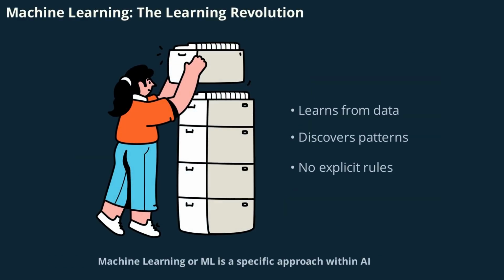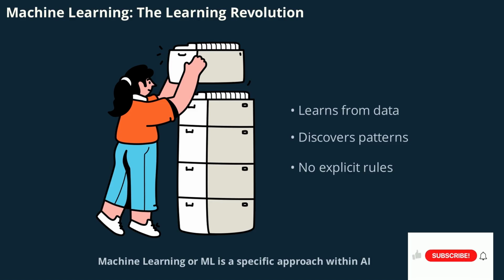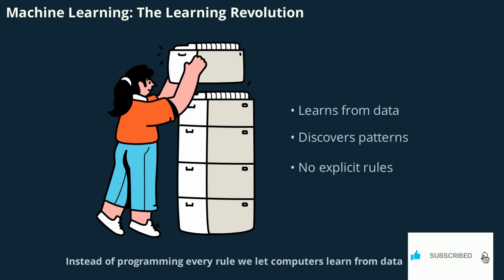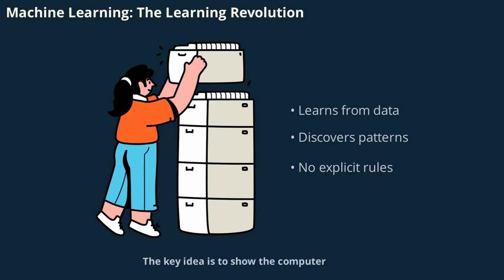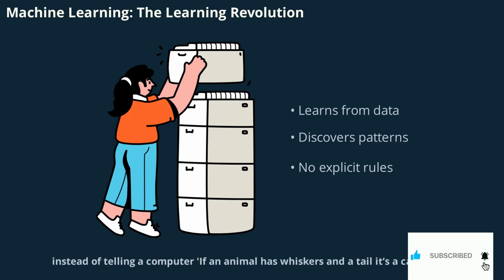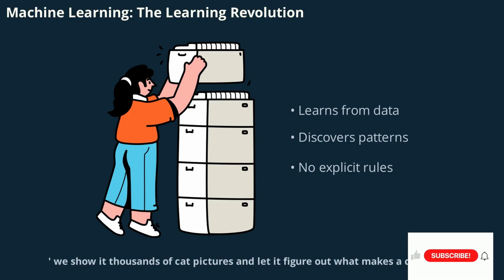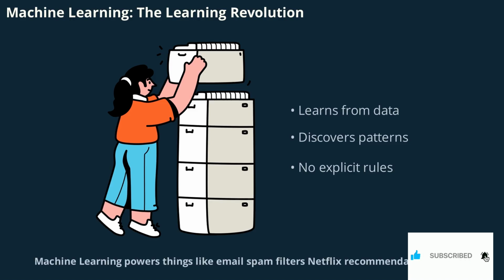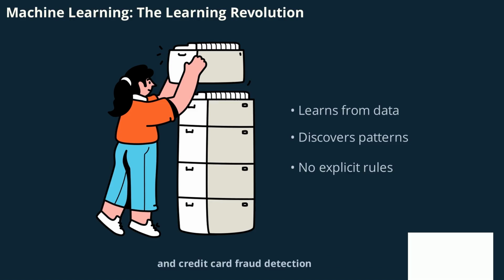Machine learning, or ML, is a specific approach within AI. Instead of programming every rule, we let computers learn from data. The key idea is to show the computer examples and let it discover patterns on its own. For instance, instead of telling a computer, if an animal has whiskers and a tail, it's a cat, we show it thousands of cat pictures and let it figure out what makes a cat. Machine learning powers things like email spam filters, Netflix recommendations, and credit card fraud detection.